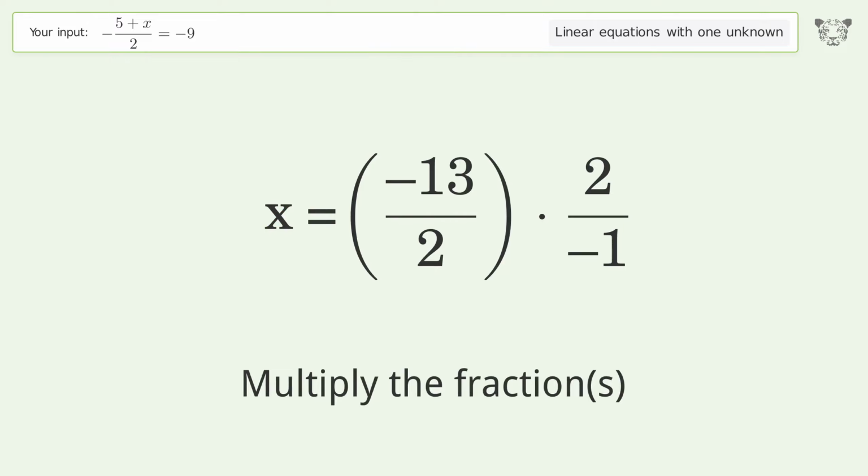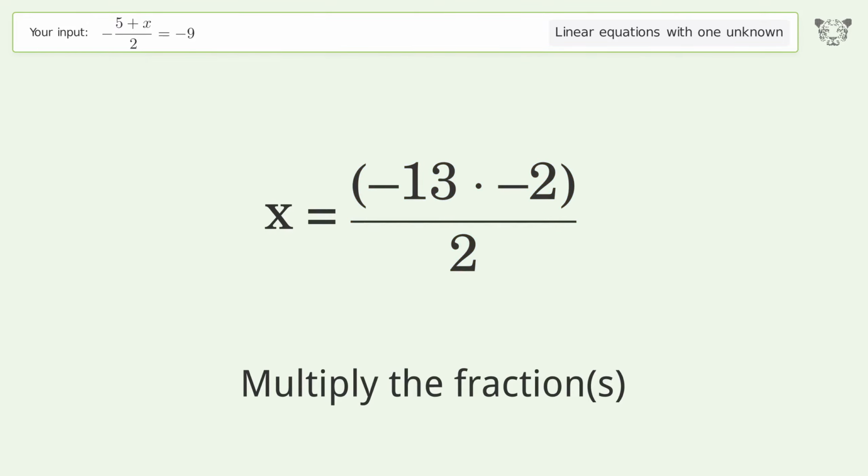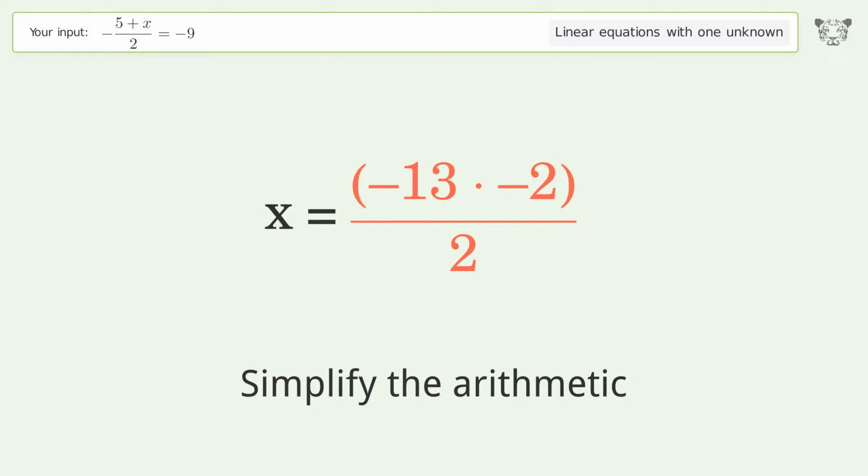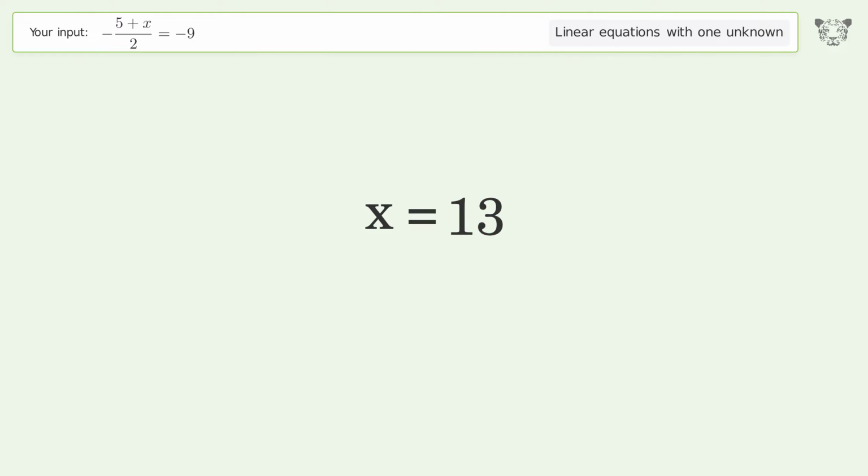Multiply the fractions. Simplify the arithmetic. And so the final result is x equals 13.